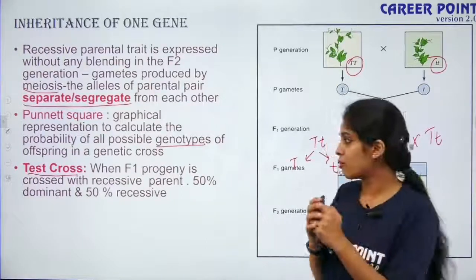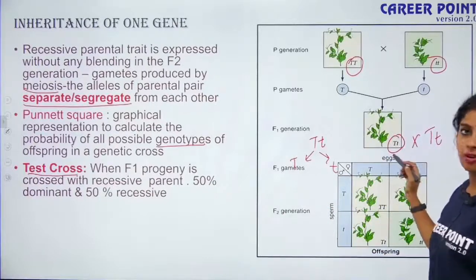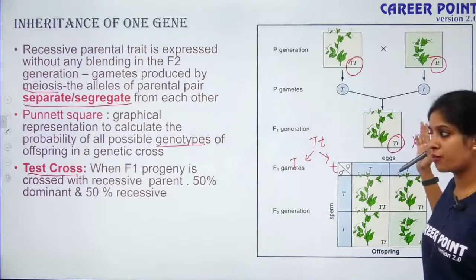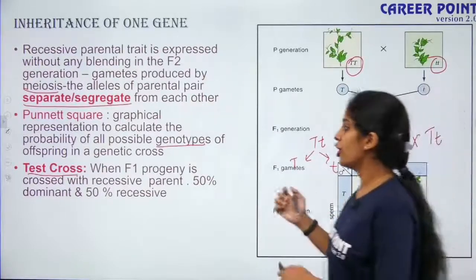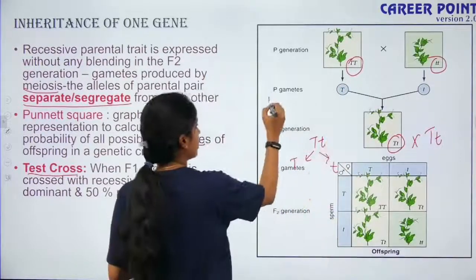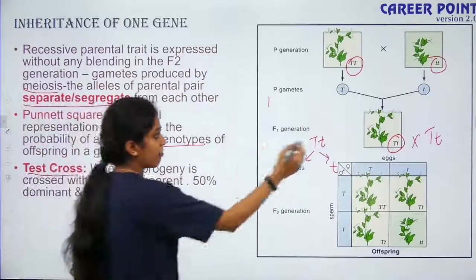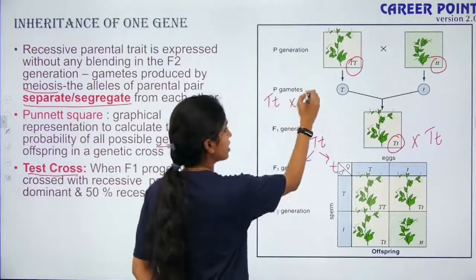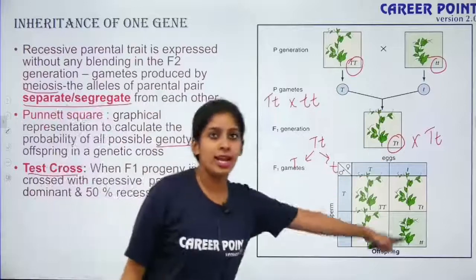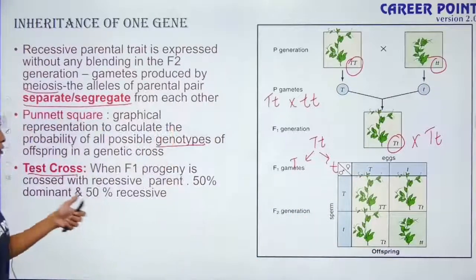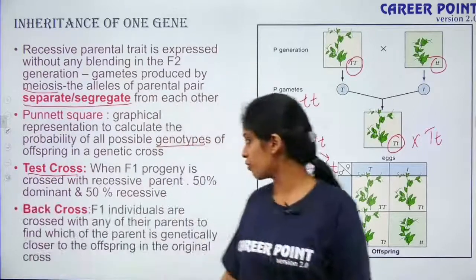So when the F1 progeny is crossed with a recessive parent, for example, this is the F1 progeny. When you cross this with a recessive parent, you get 50% dominant and 50% recessive. So what do you understand? So this is the F1 progeny. So my F1 progeny is Tt, so I am crossing it with a recessive one. So when I cross, make a Punnett square like this and tell me whether you get 50% dominant and 50% recessive. Okay, so these were the conclusions of Mendel.